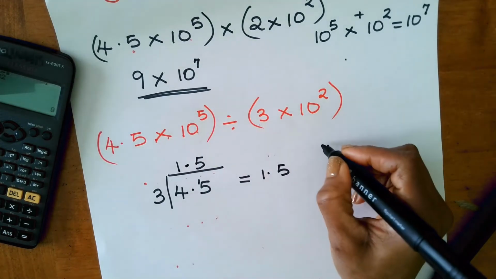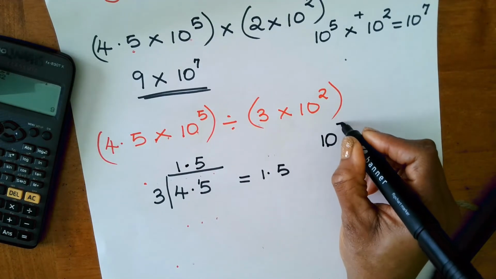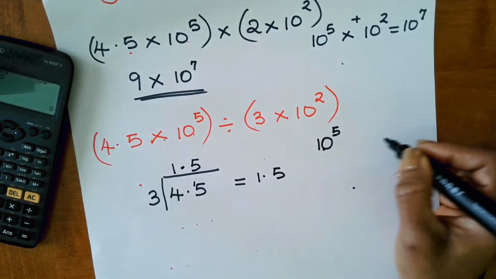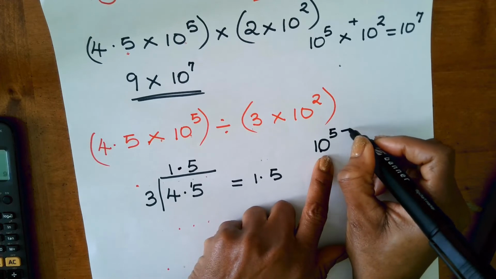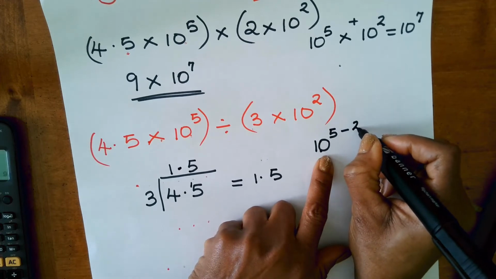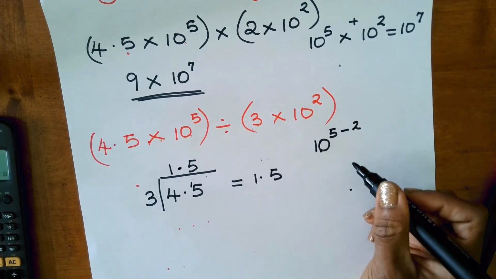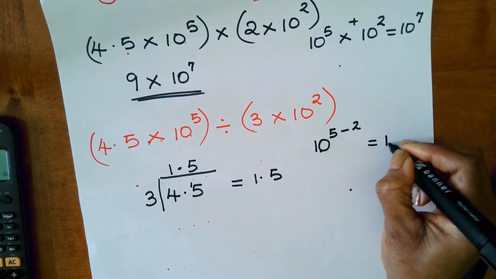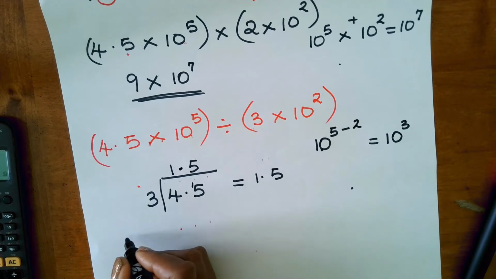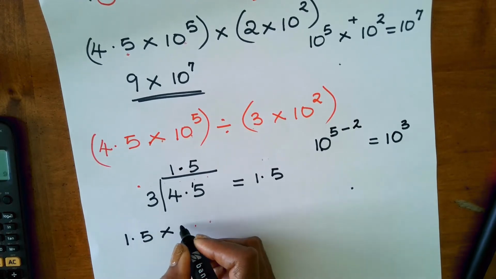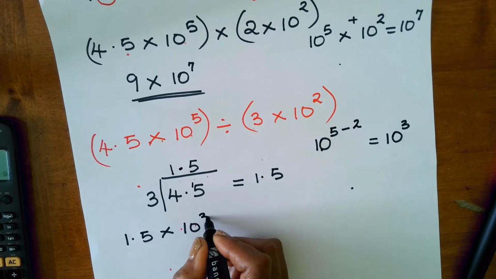Now I look at the indices, the powers of 10, 5 minus 2. That will give me 10 to the power of 3. So my answer is going to be 1.5 multiplied by 10 all raised to the power of 3.